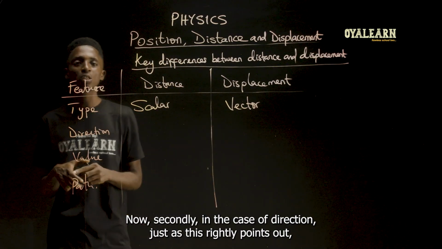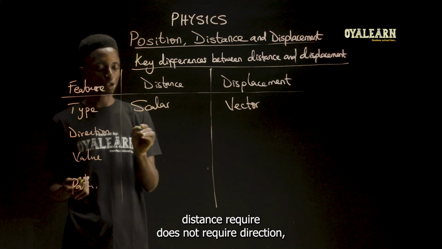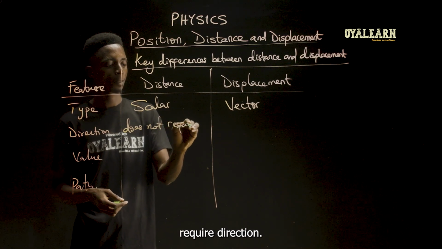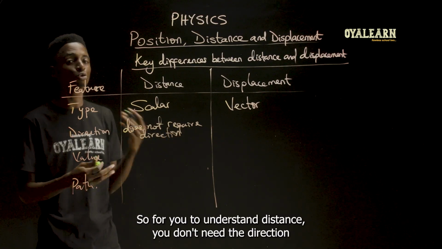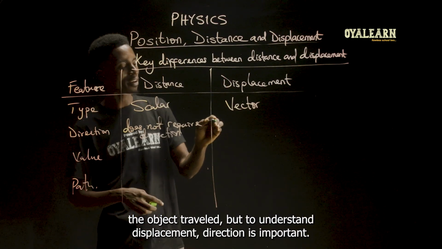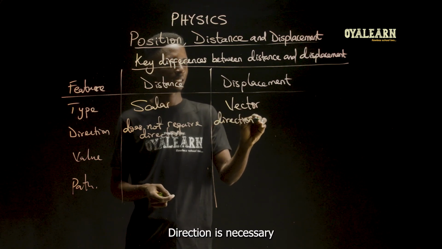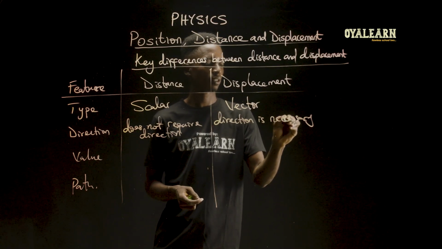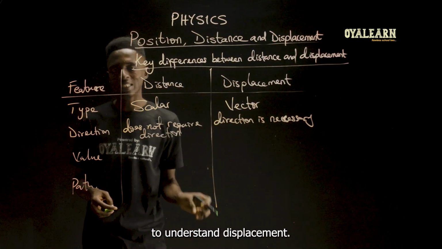Now, secondly, in the case of direction, just as this rightly points out, distance does not require direction. Okay, so for you to understand distance, you don't need the direction the object traveled. But to understand displacement, direction is important. Okay, direction is necessary. Direction is necessary to understand displacement.